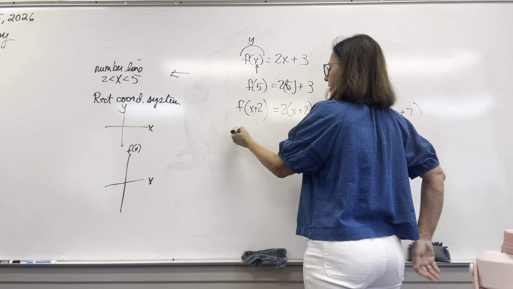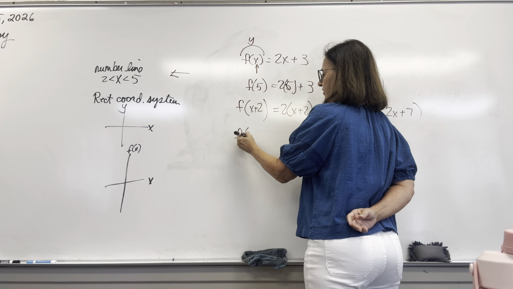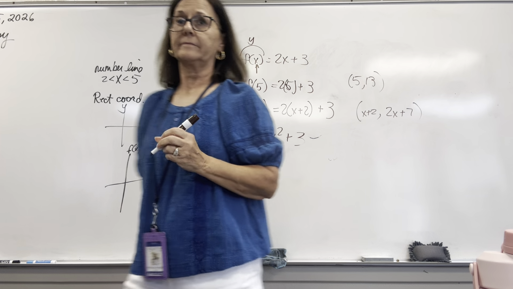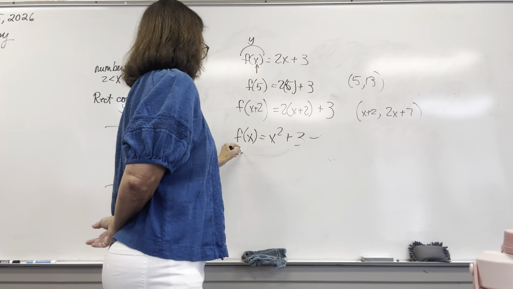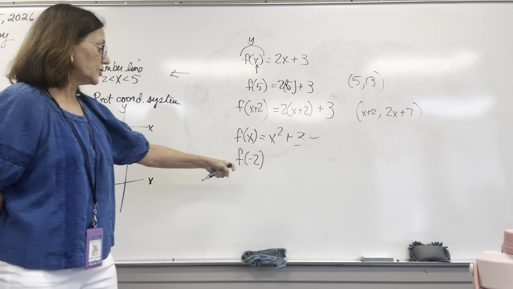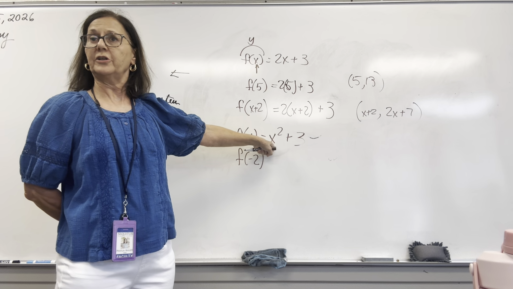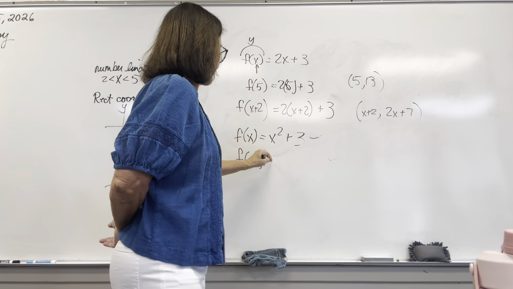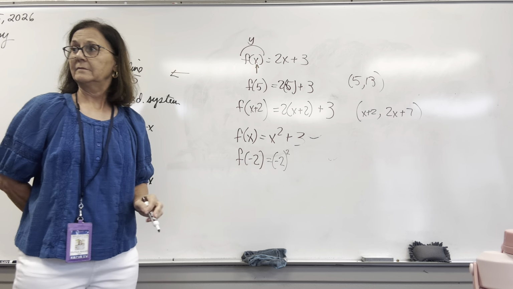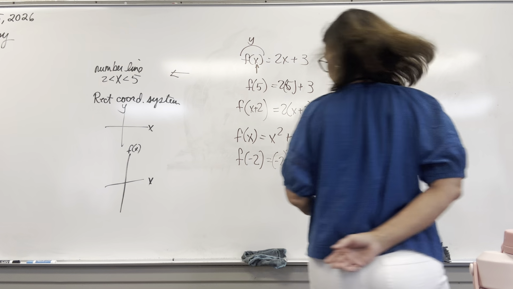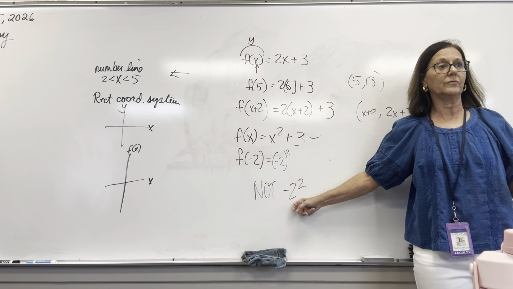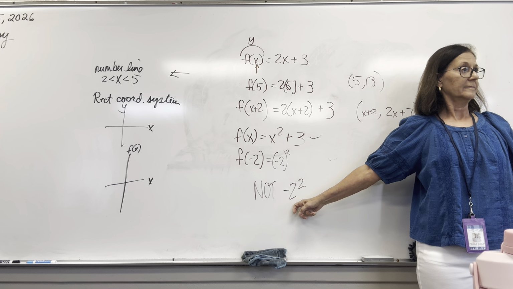Now, what matters is if I tell you f of x is x squared plus 3, and I want to know what's f of negative 2, you're going to do to negative 2 whatever the operation you're going to do to x. So, that is negative 2. That's what you are squaring. It is not negative 2 squared. That's a different value. Got it?